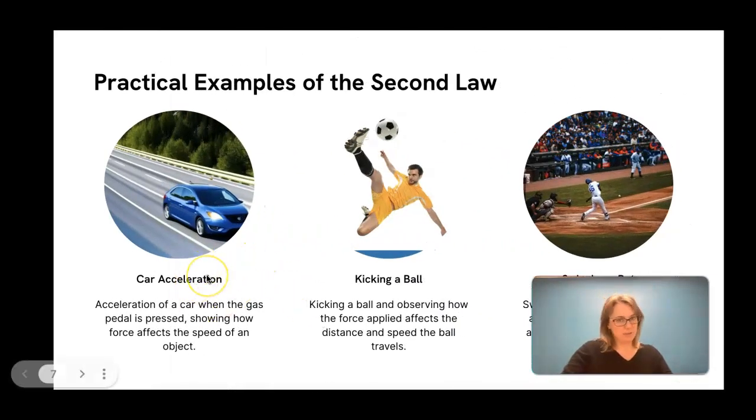So we'll see that with cars, car acceleration. Kicking a ball, again, that ball is going to stay stationary. What force is needed to make it move? And then the same with swinging a bat to hit a baseball, and then observing the force to make that baseball accelerate.